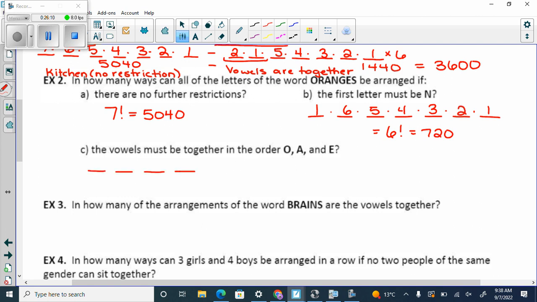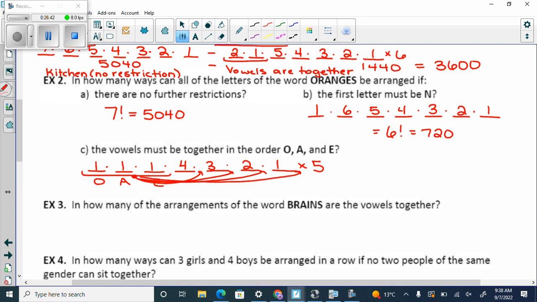Okay. 1, 2, 3, 4, 5, 6, 7. They have to be in the order O, A, E. So it's going to be 1, 1, 1, not 3, 2, 1. How many letters do you have left? How many letters are left? 4, then, and then I have to multiply it by 5. Because they could be here, which is one way, 2, 3, 4, or at the back, which is 5, because it doesn't say together at the front. Now 1, 1, 1 doesn't do anything. 5, 4, 3, 2, 1 is 5 factorial, or 120.